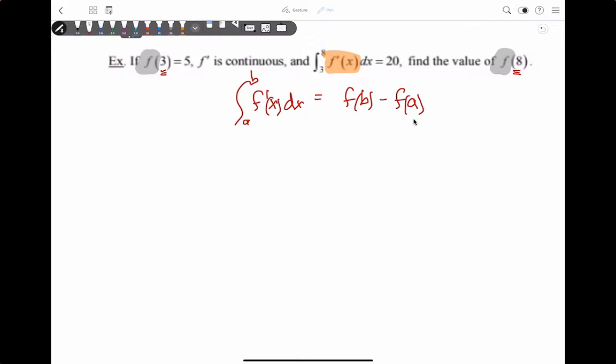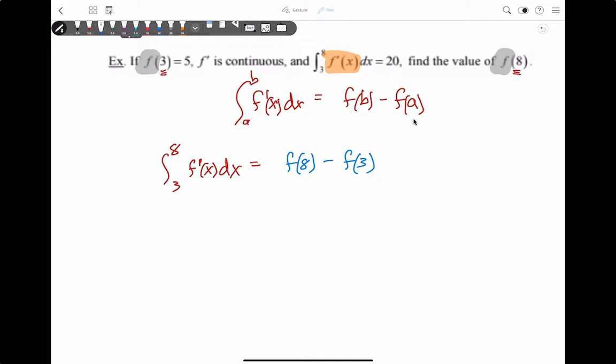And then we just need to plug in the velocity function right here. Then we're going to equal f of b, which in this case is f of 8, minus f of 3, which is our initial value or initial position. Okay, final position minus the initial position. We've been doing this over and over now.